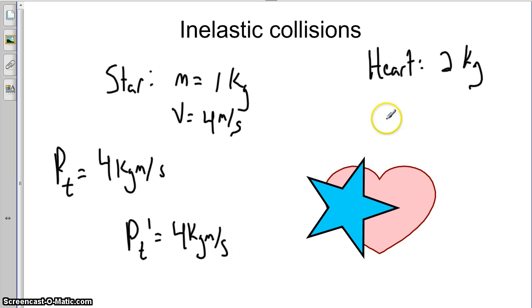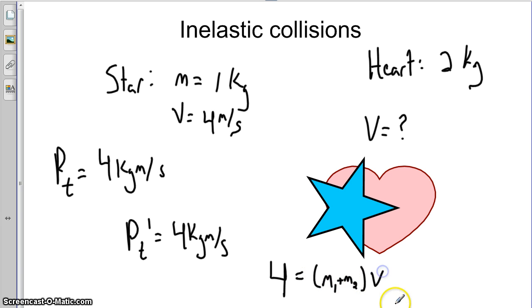But now they stick together. So the question is, how fast do they move after the collision? How fast is the heart going to fly away now with the ninja star? Well, we know that momentum is mass times velocity. So the total momentum after has to be the same as before, so 4 kilogram meters per second is equal to the mass times the velocity. This has a new mass: you've got one mass over here and another mass over here, and they're stuck together, so you just add them together. It's m1 plus m2 times v, because they move together with one velocity.